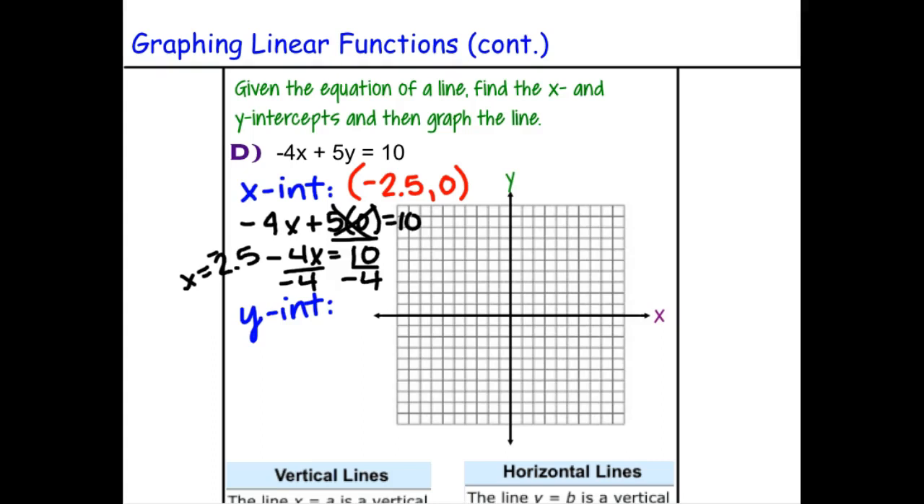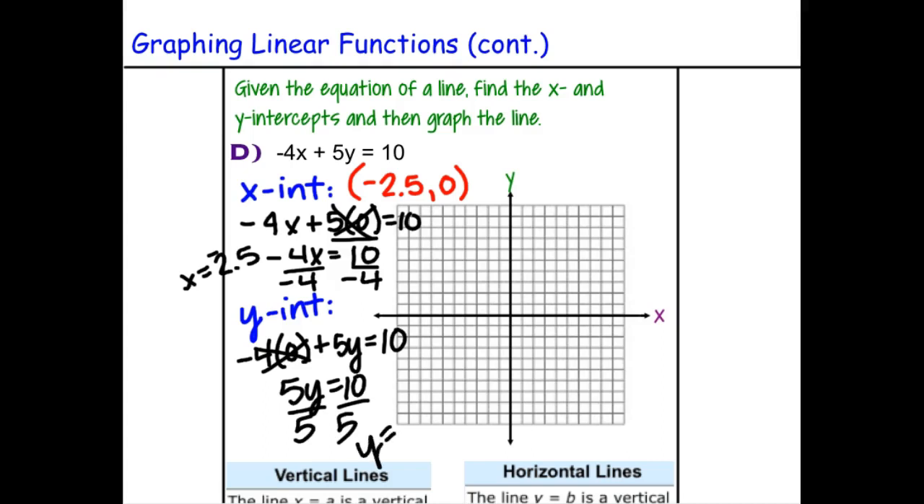Likewise, y-intercept, that's what the value is for y when x is 0. So now we've got negative 4 times 0 plus 5y equals 10. Well, this cancels because negative 4 times 0 is 0. So we have 5y equal to 10. Divide by 5, and it is not y equals 5, it is y equals 2. So now I need to write my ordered pair as 0, 2.